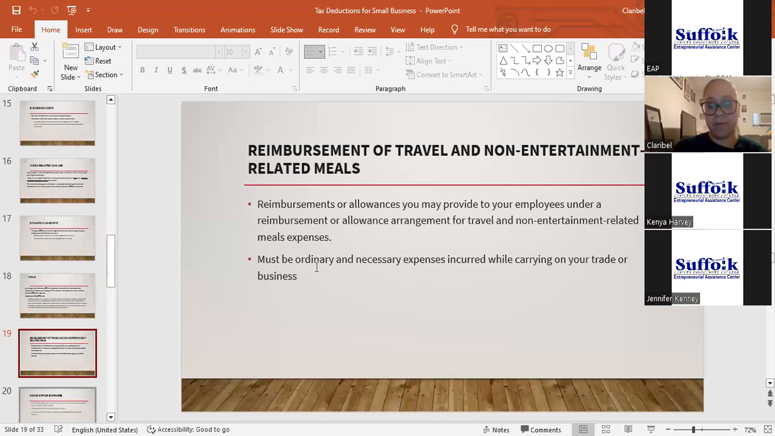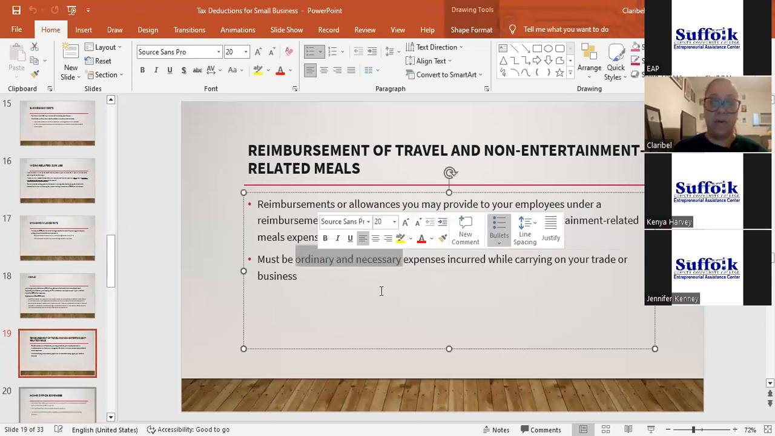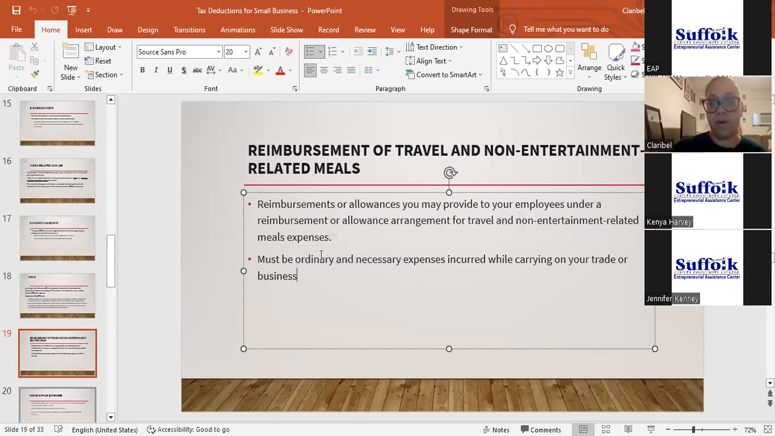So just same as before, it must be an ordinary and necessary expense incurred while carrying on your trade or business. So basically, it has to be necessary and ordinary, which means it has to make sense, right? They're going to look at the type of travel you do. If you're traveling with your whole family and you go on a very luxurious vacation, they're going to question it, right? So you just use your common sense. Does this make sense? Will they accept it? That's basically what ordinary and necessary means, and you can prove that you needed to go there for your job, for your business.